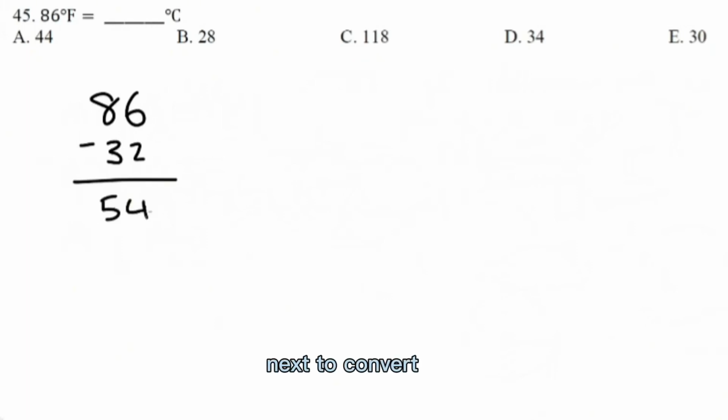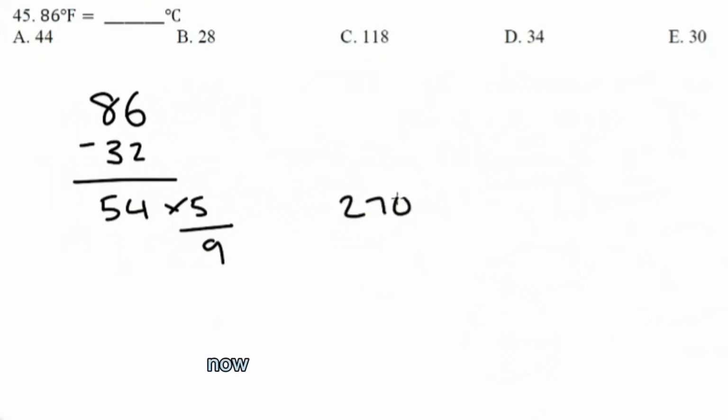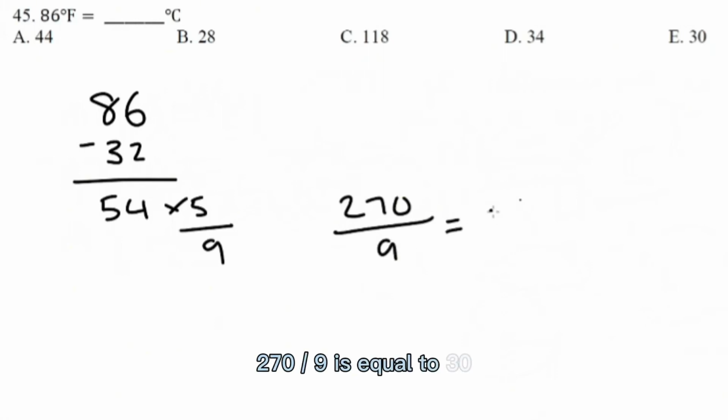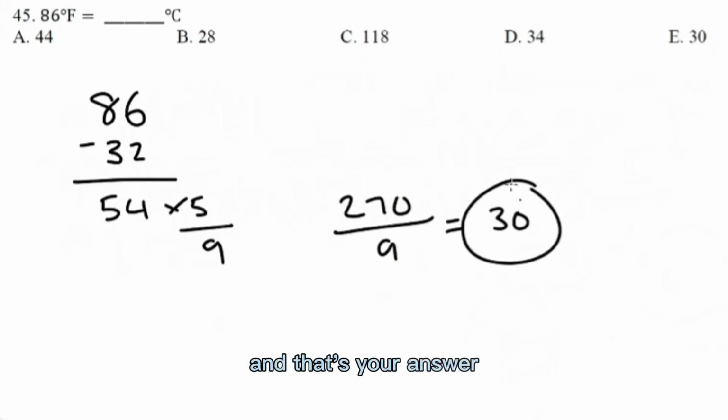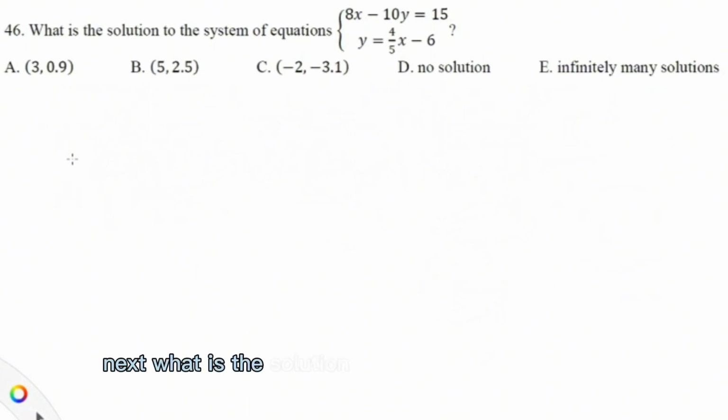Next, to convert this, you need to do 54 times 5 divided by 9. So first we can do times 5. 54 times 5 is 270. Now we can do the divide by 9. 270 divided by 9 is equal to 30. And that's your answer.